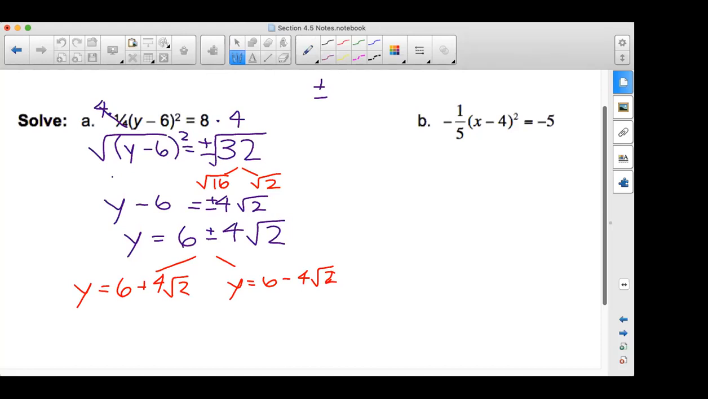Good. So now let's do another example. Part B, we have negative 1/5 times x minus 4 squared equals negative 5. Cody, what should we do first? We get rid of the negative 1/5 by multiplying everything by negative 5. Perfect. So on the right side, that gives you 25. And then you just have x minus 4 in parentheses squared. Good.